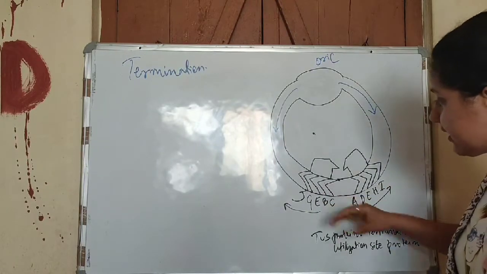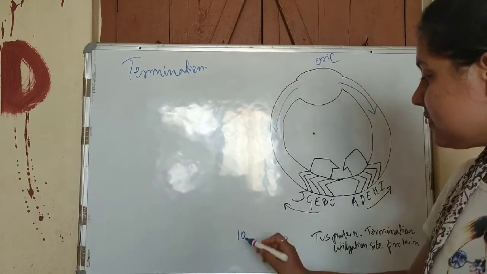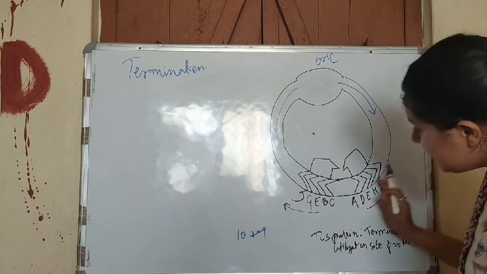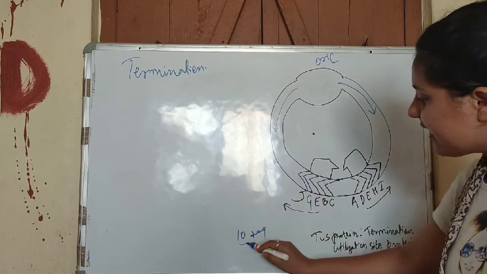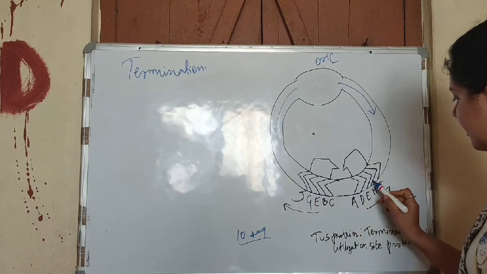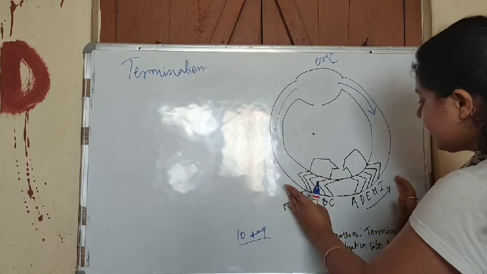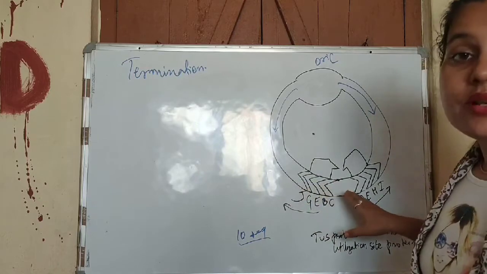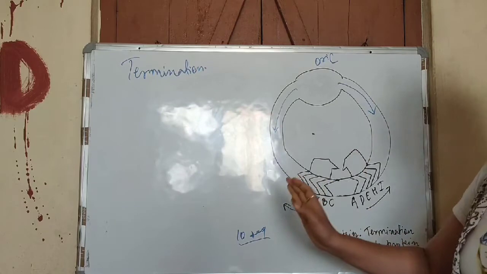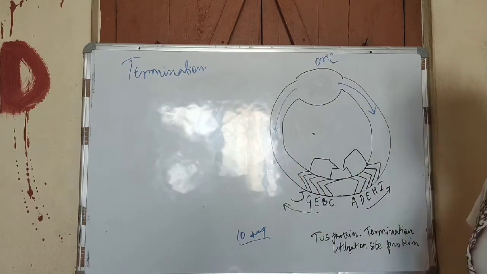In that, there is a termination site. Within that termination site, there are 10 termination sequences. 1, 2, 3, 4, 5, 6, 7, 8, 9, 10. Within the termination site, there are 10 termination sequences, and each sequence is facing one direction. The 5 are facing one direction and the other 5 are facing the other direction.